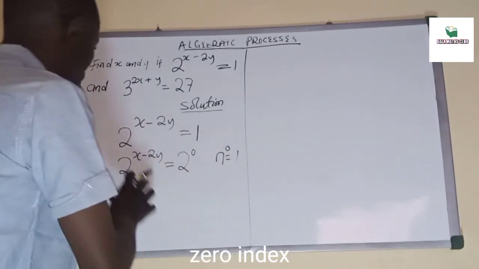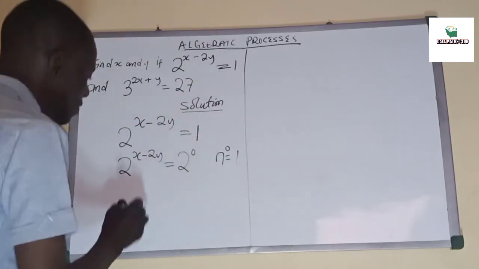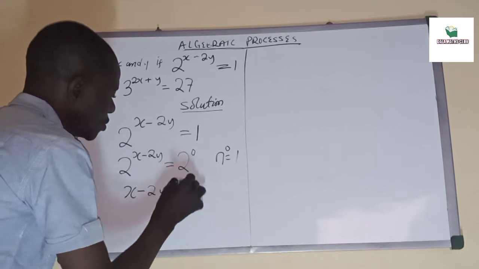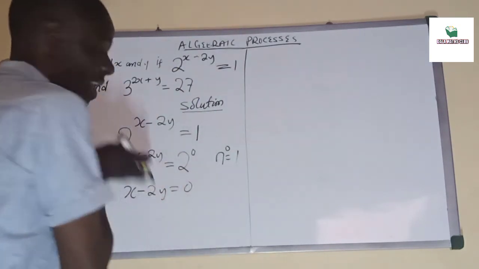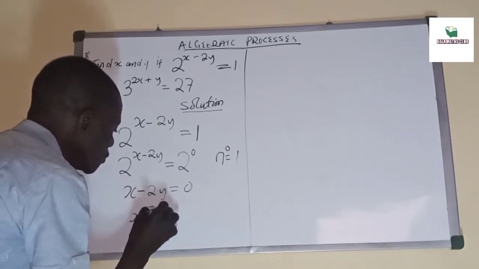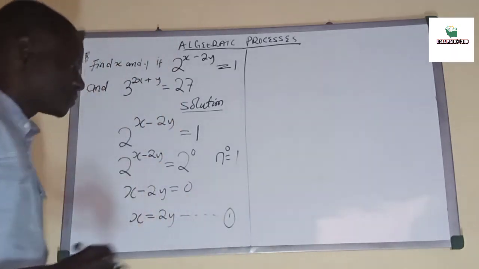So now we have the same base, we drop the base and use the powers. So we have x minus 2y is equals to 0. From here we transfer the 2y to the other side to make x the subject of the equation. So we have x is equals to 2y. We call this equation number 1.